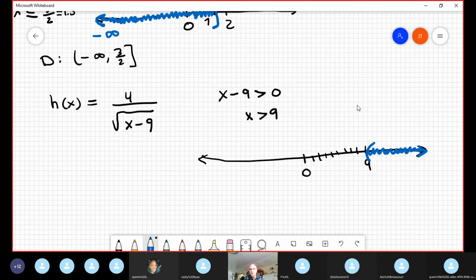Okay, and this is a parenthesis because it does not include 9, because there is no equal sign. And it's logical because if you plug in 9 here, 9 minus 9 is 0, square root of 0 is 0, and 4 divided by 0 is undefined. And another number less than 9, suppose 8: 8 minus 9 is negative 1, square root of negative 1 is i. It's imaginary, it's not real. That is the reason. So what is the final answer?